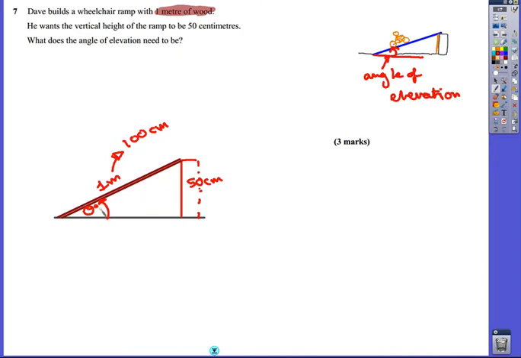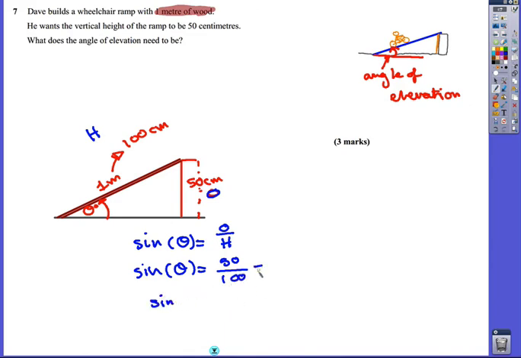With respect to theta, this is the opposite, this is the hypotenuse. Just going to use a different colour to actually work it out. So this is the opposite, this is the hypotenuse. We need to use sine. So sine theta is equal to opposite over hypotenuse. Fill it in. Sine theta is equal to 50 over 100, and well, this is equal to a half. And sine theta is equal to a half.